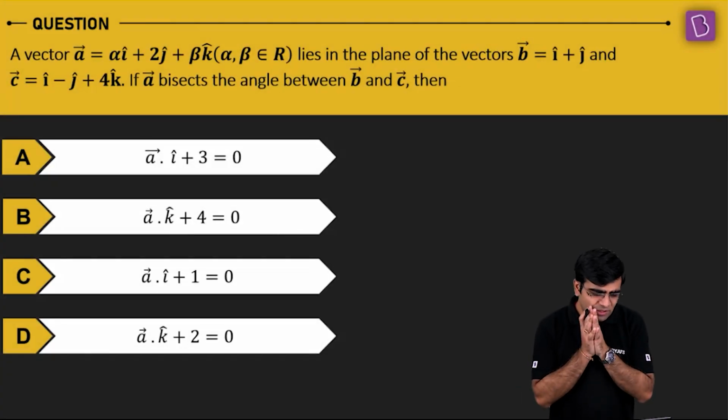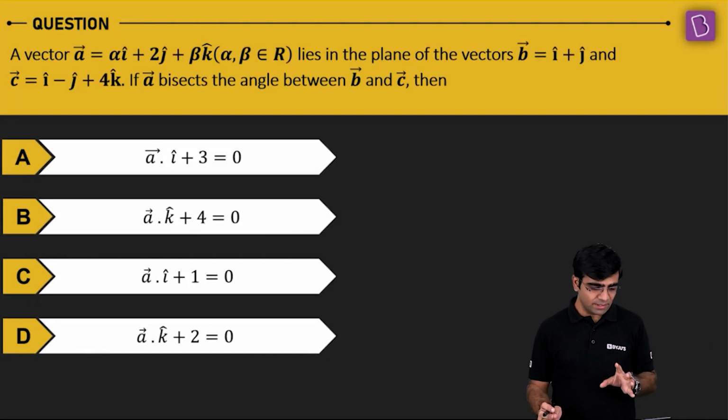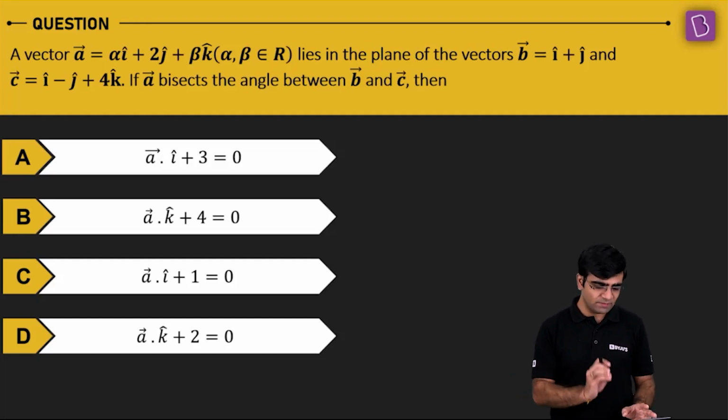So we got another question of vectors now. The question reads: a vector A equal to alpha i cap plus 2j cap plus beta k cap, alpha and beta any real number, lies in the plane of the vectors vector b, i cap plus j cap, and vector c, i cap minus j cap plus 4k cap. Okay, so it's lying in the plane of vector b and vector c.